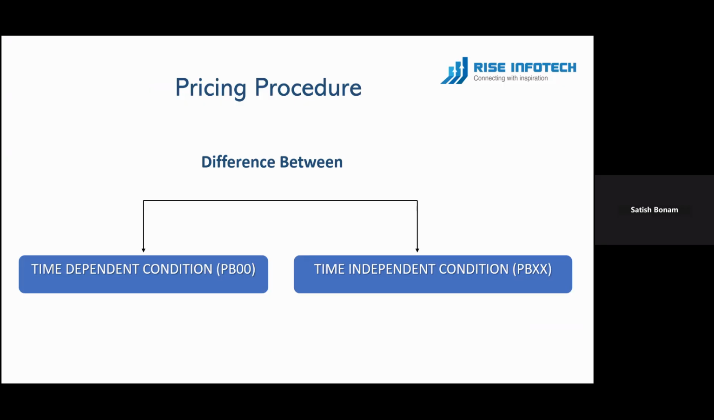And time independent condition, PBXX, is a condition which is not dependent on time, like in PO. Once the condition is identified and applied in PO, it remains applicable even if the condition has expired in the source. If you want the price to be manual in the PO, you can use the PBXX condition type.